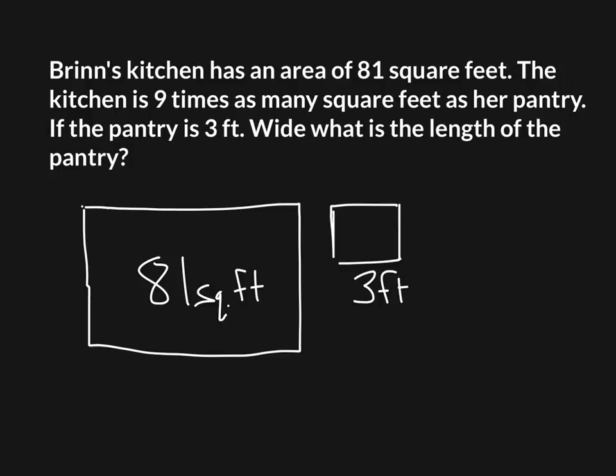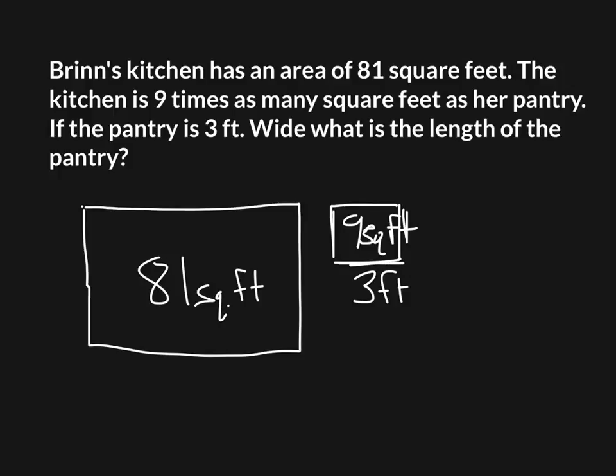Now the problem tells us that the kitchen is 9 times as many square feet as the pantry. So I know that the area of this pantry is going to be 9 times less, or that this kitchen is going to be 9 times more than the area of this pantry. So to figure that out, I'm going to ask myself, what times 9 equals 81? And the answer to that is 9. 9 times 9 equals 81. So now I know that the area of my pantry is 9 square feet.